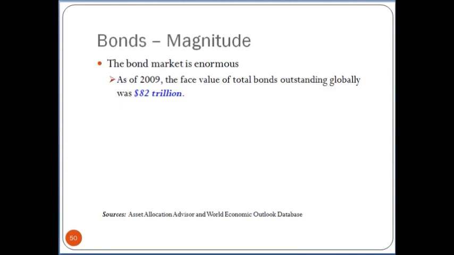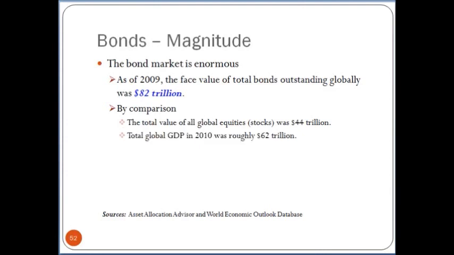These data are a little bit old. But as of 2009, the face value of total bonds outstanding globally was about $82 trillion. I think as of 2012, it's more like $110 trillion. It was depressed a little during the recession. But compared to equities, global equity stocks, was about $44 trillion. So it's almost twice as much debt out in the world as equity. So these are big markets. These are very important financial securities.